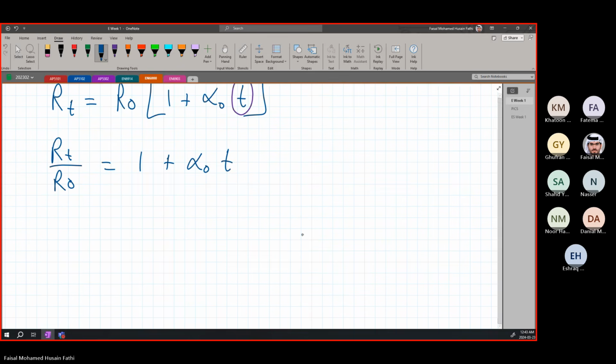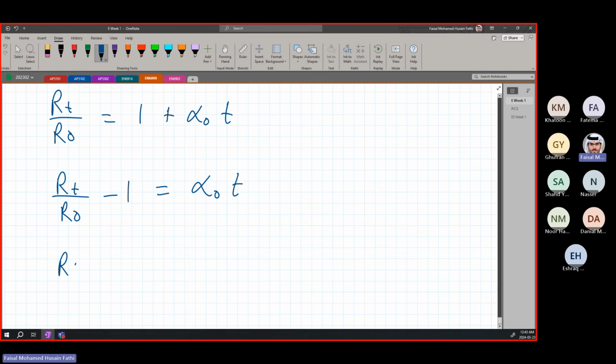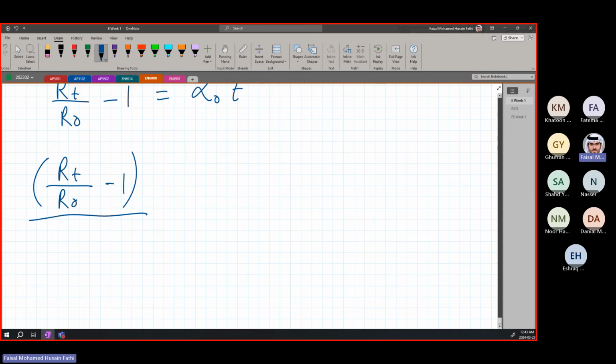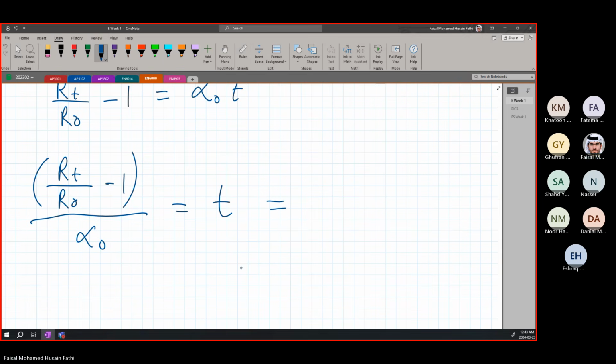Again, it's going to be RT over R0. I'm just going to take the 1 to the other side. It's going to be equal to alpha 0T. Now I'm going to divide this side by alpha 0. So RT over R0 minus 1, all divided by alpha 0 is equal to the temperature T, which is equal to, now we can substitute in the numbers.